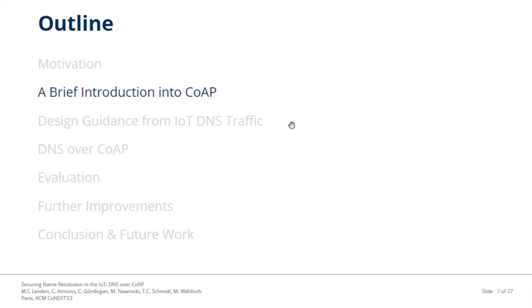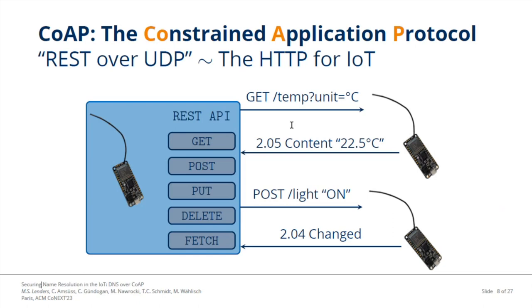So what is CoAP? Probably many of you don't know this protocol. CoAP is the Constrained Application Protocol, which was standardized by the IETF. It is basically REST over UDP, which means it's the HTTP for the IoT. And it works just like you would expect from HTTP, having, for example, GET requests to get a temperature resource. You can even define, for example, a unit with a query parameter, and then get the temperature back as a content response. And you can also change resources, for example, with POST by manipulating a light resource, and get a change response back.